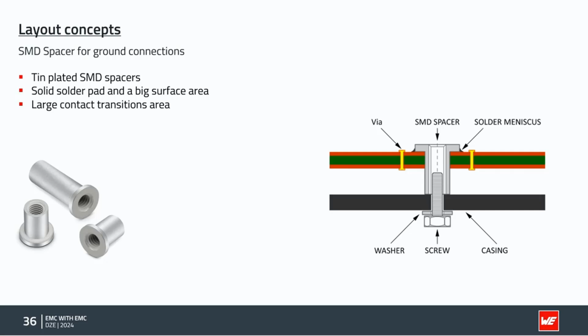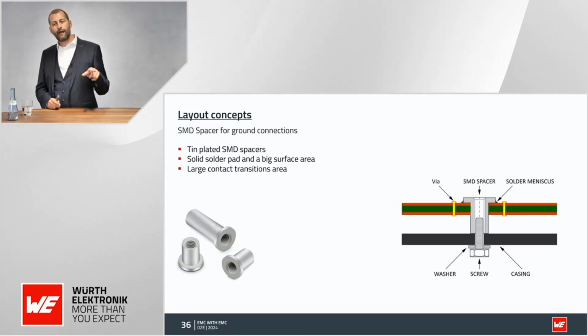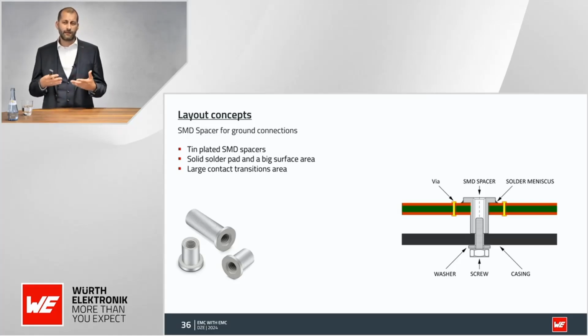Why is it now also a good low impedance connection? Because we had to plate it with tin. It's tin plated. Why? Well, we wanted to solder it in the reflow oven, and therefore we needed a tin plating. Tin has not a lot of permeability. This means the impedance effect is really low compared to a classic mechanical spacer.